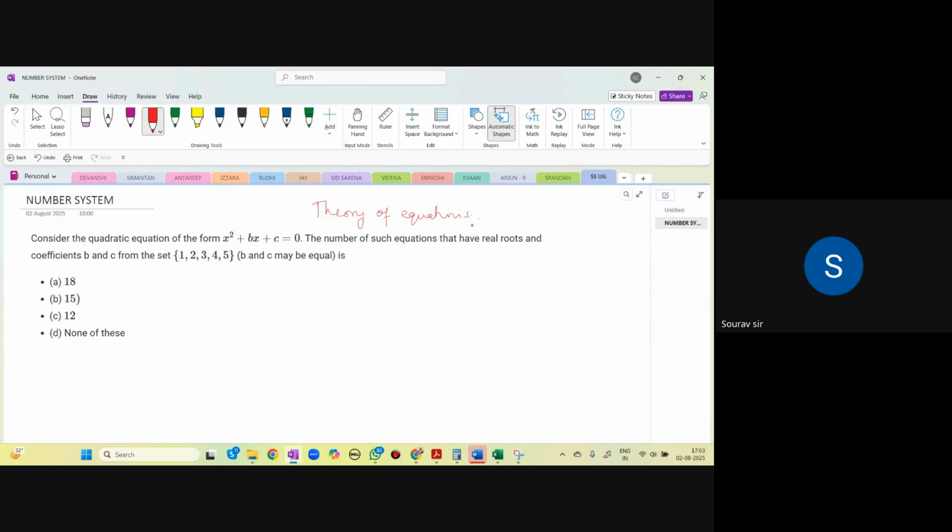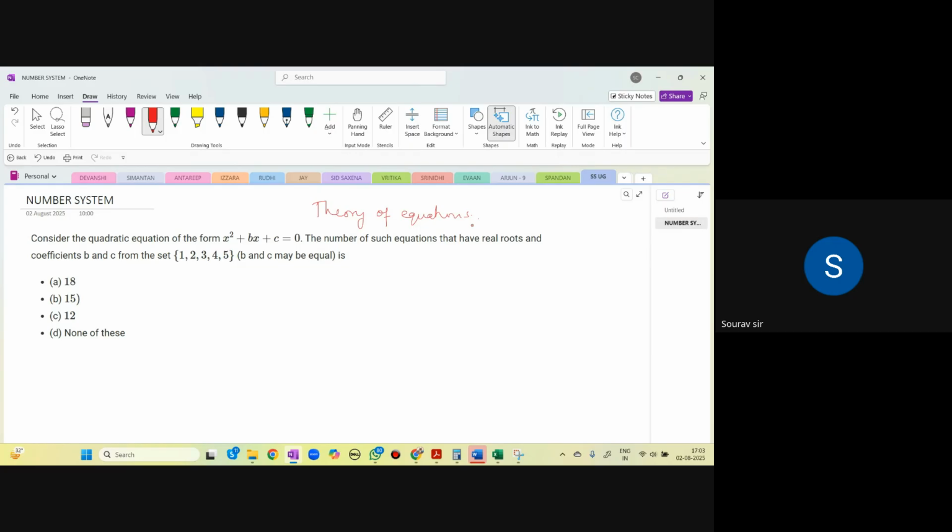These are the typical kind of questions that you can expect in your finals. You should understand the concepts very carefully. So let's start with a basic quadratic equation. The quadratic is x square plus bx plus c equal to 0.